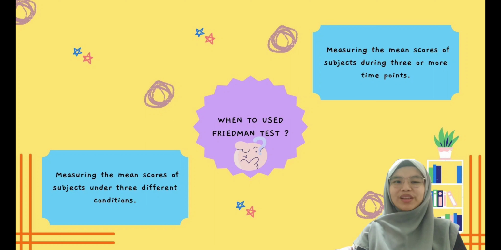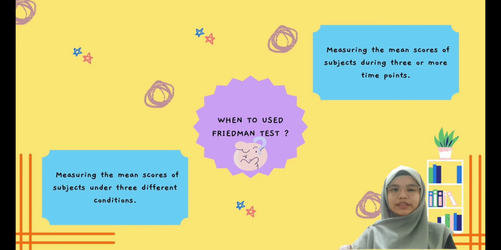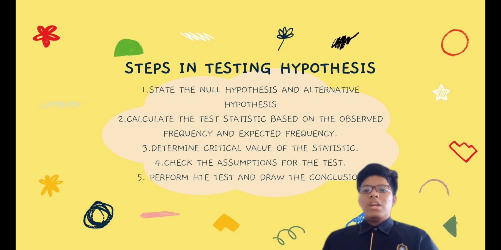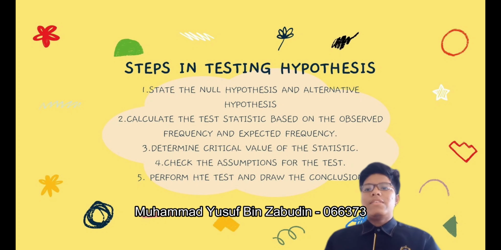The Friedman test is commonly used in two situations. The first one is measuring the mean score of the subject during 3 or more time points. The next situation where we can use the Friedman test is measuring the mean score of subjects under 3 different conditions. For non-parametric statistics like study case 2, it is used to test the hypothesis.